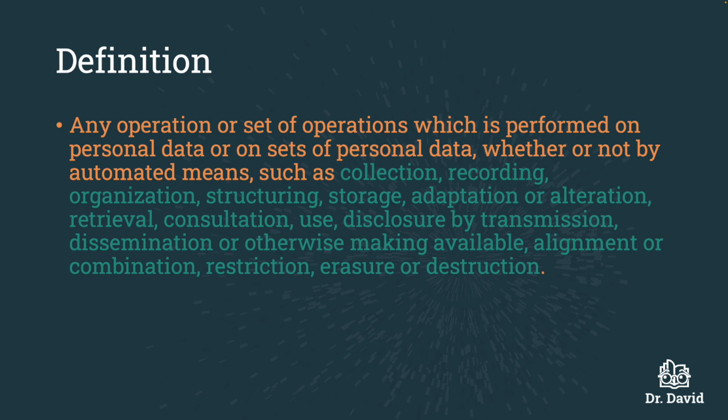This part here up front in orange, this is what you need to focus on for the exam. Examples of processing, and we've seen some of these before, include collection, recording, organization, structuring, storage, adaptation or alteration, retrieval, consultation, use, disclosure by transmission, dissemination or otherwise making available, alignment or combination, restriction, erasure or destruction. Again, anything within the data lifecycle from collection to destruction would be processing.